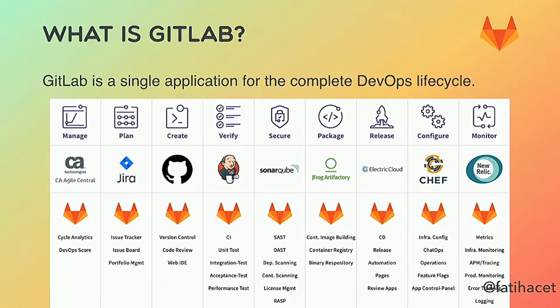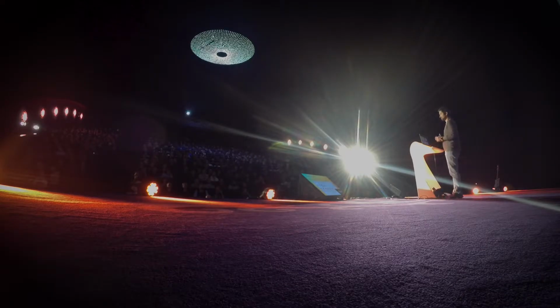We divided this DevOps lifecycle into different categories like manage, plan, create, verify, and so on. For example, for manage, we have cycle analytics and DevOps score. For plan, we have the issue tracker and issue boards. And for create, we have version control systems, web IDE, and stuff like that. So we try to provide the best tools to be a tool for your complete DevOps lifecycle.